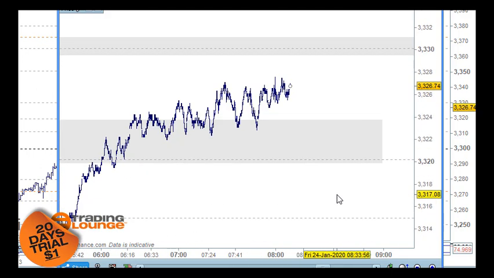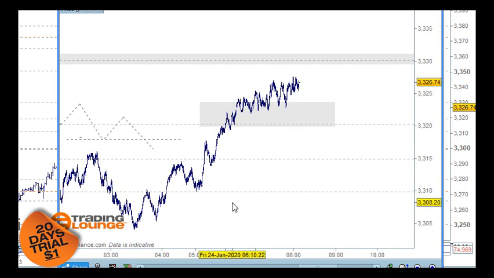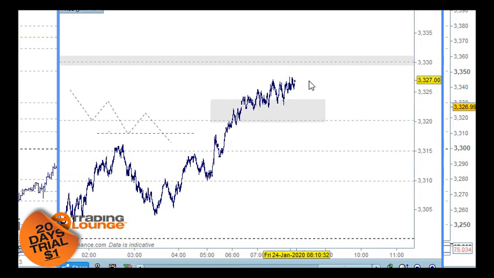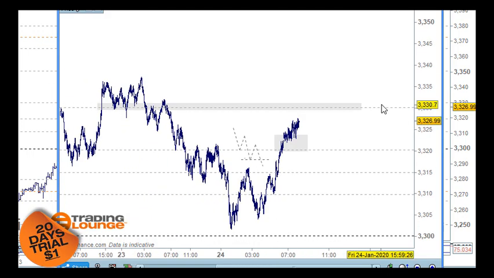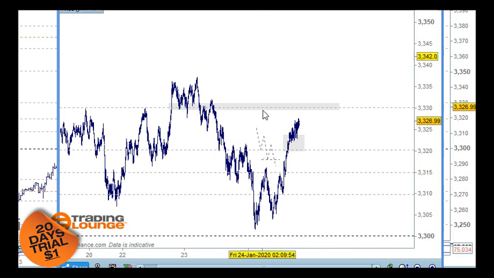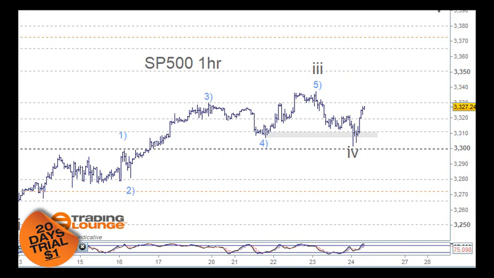Otherwise, we should see this move higher here. It would take me a little bit too long to count all of that, but expect a correction. Expect corrections at this 330 here. This is the top of subgroup 1 here. So that would be the setup really.